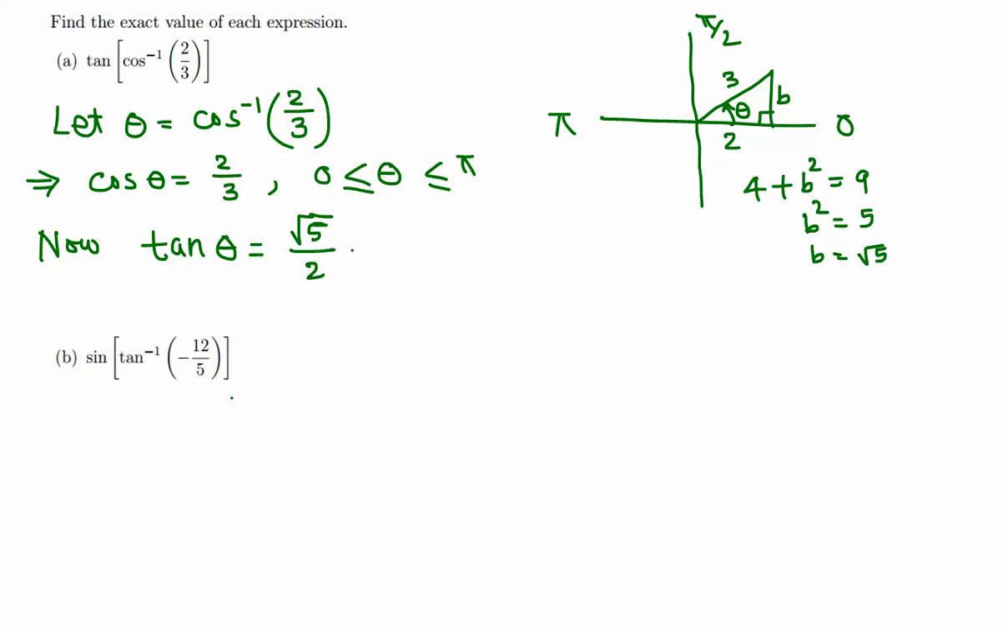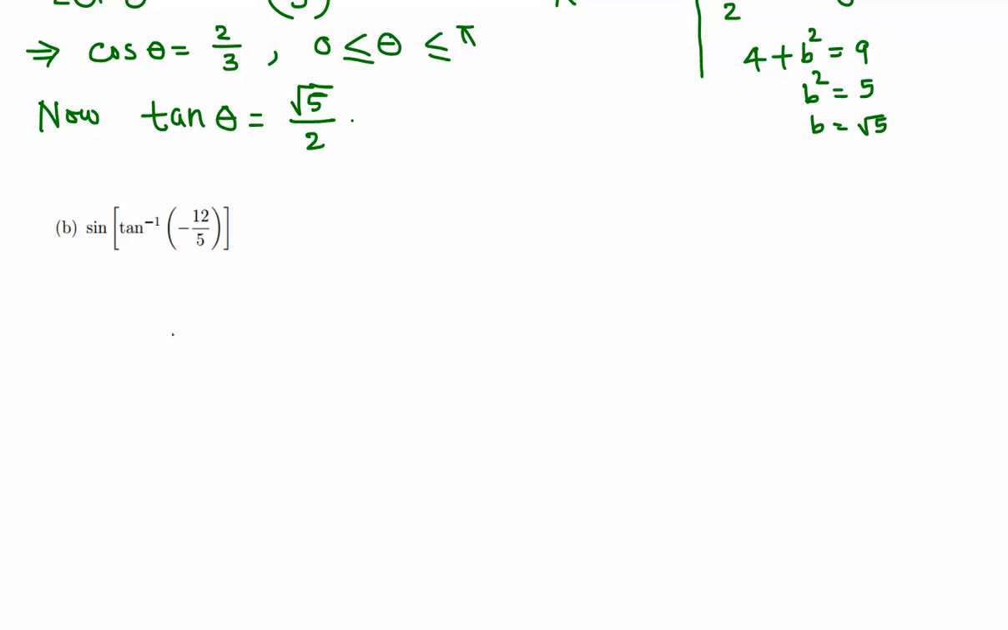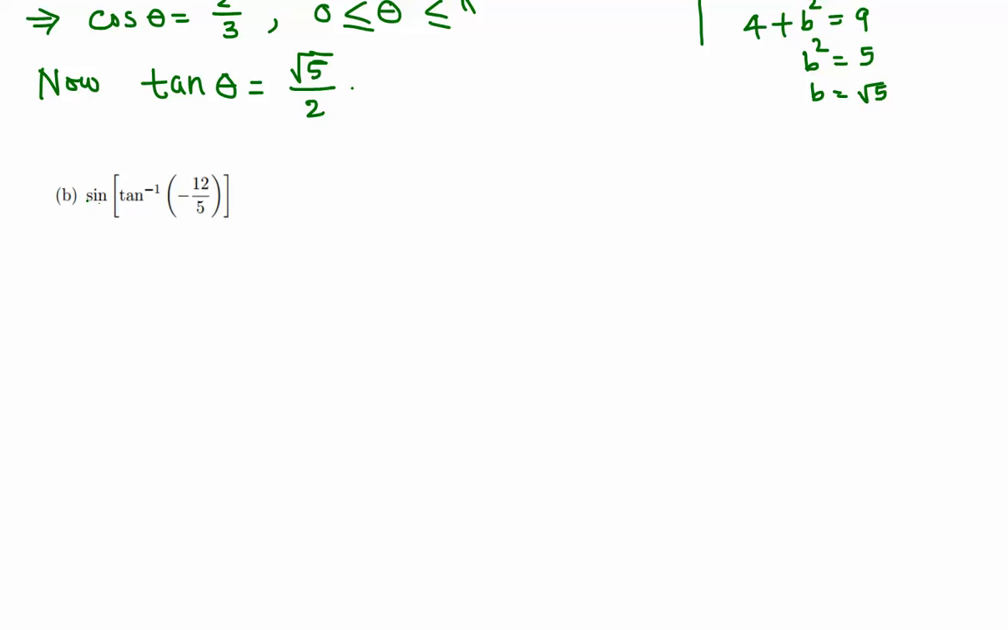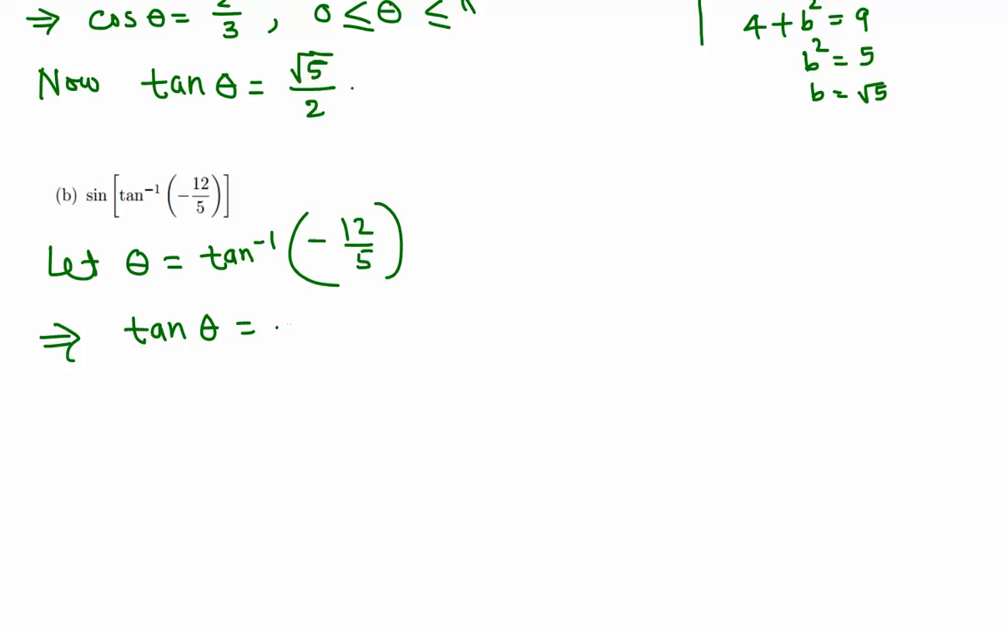Okay, let's try part B. Here it's similar: sine of tangent inverse of negative 12 over 5. So we say this is theta. Let theta be tangent inverse of negative 12 over 5. By definition, that means tangent theta equals negative 12 over 5. And for tangent inverse, the range is between negative pi over 2 and pi over 2.